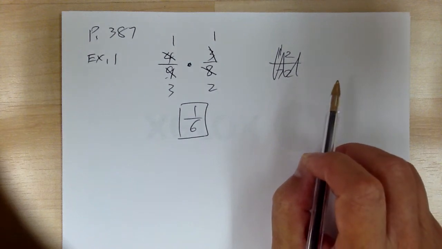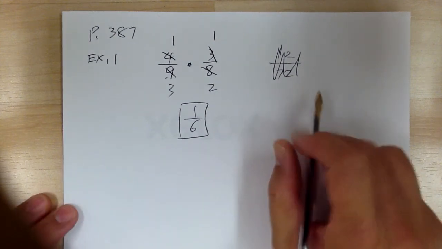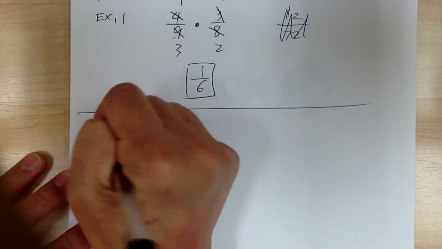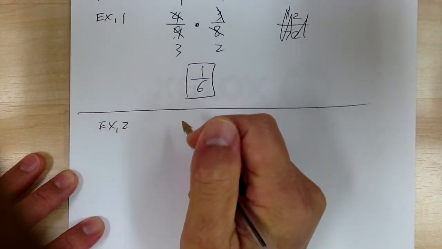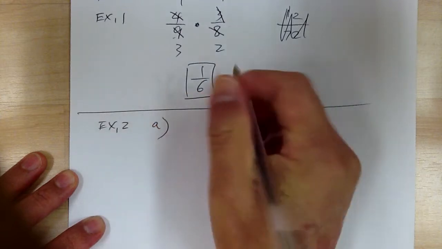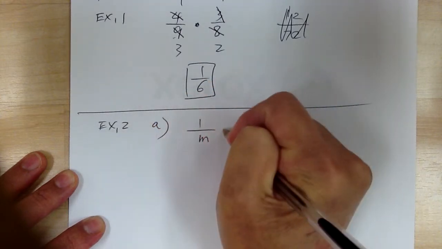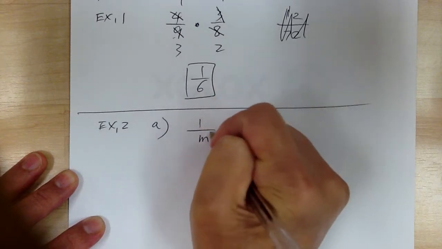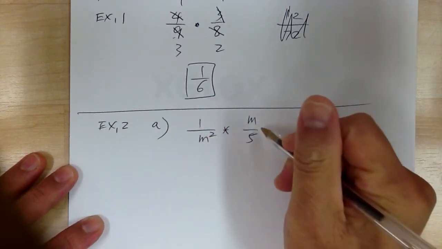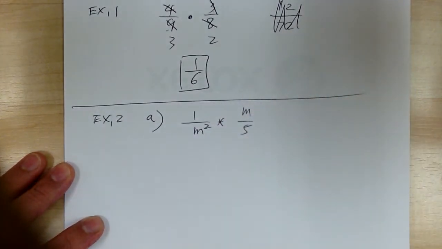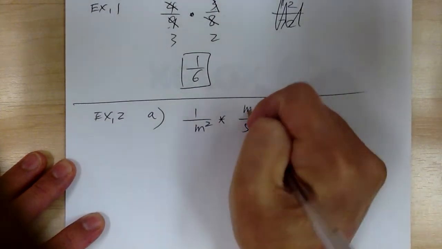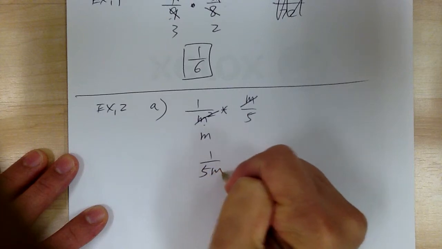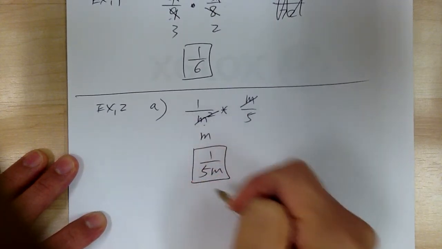Now when you get to example 2, let's start with A. You have 1 over m squared times m over 5. Again, you just go and reduce. You always reduce the top against the bottom. So m and m squared can cancel. So the answer is 1 over 5m. Again, it's very simple.